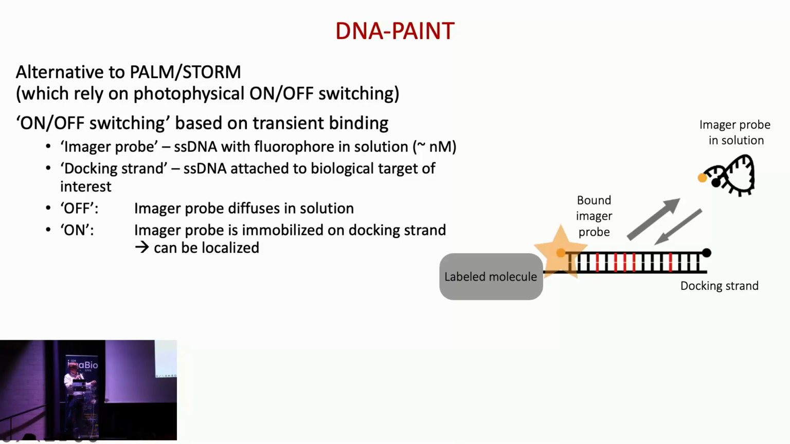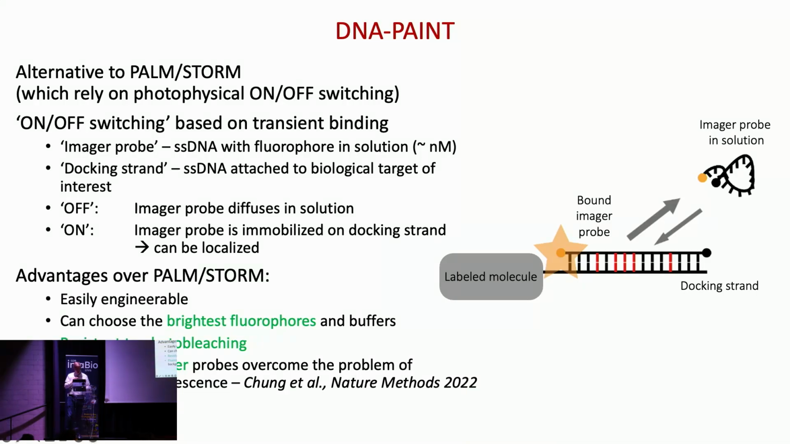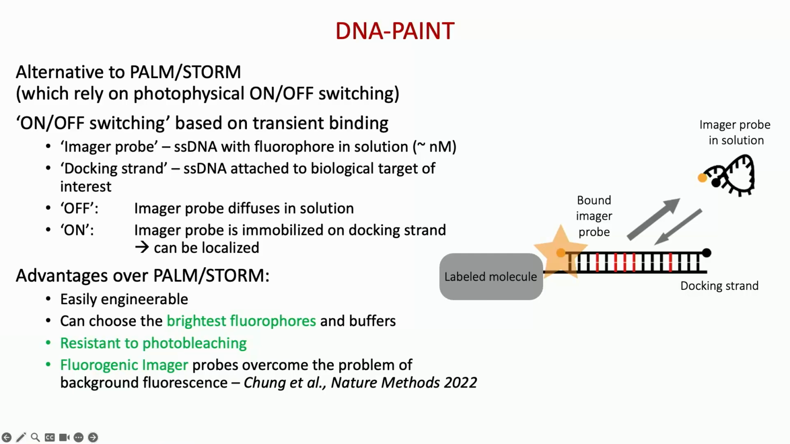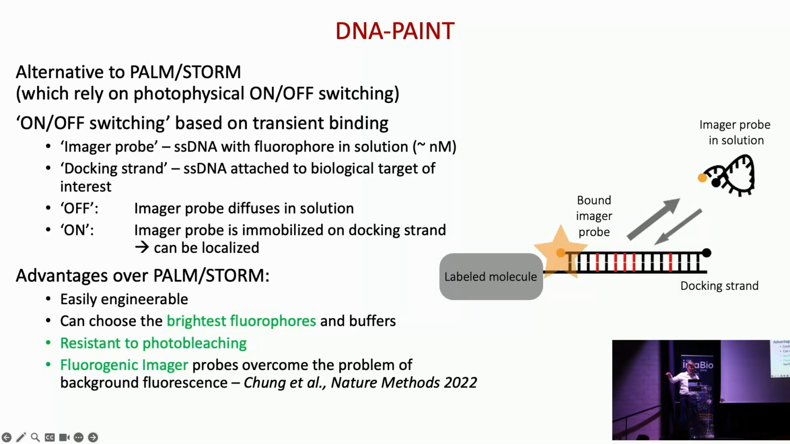We call that the docking strand here it attaches to. So we get the same switching essentially now through that association and disassociation of the imager probes. The advantage over the PALM and STORM approaches, and that's why I'm a big fan of DNA-PAINT, is it's easily engineerable. The blinking properties, so the brightness of the dye or the brightness of the probe is only depending on the dye. The blinking properties depend on the DNA, so you can modify one or the other, right?